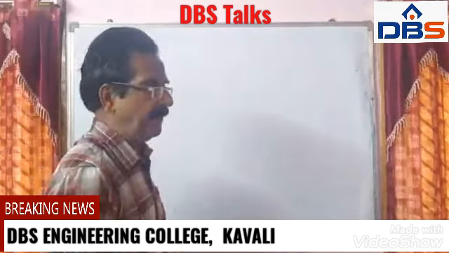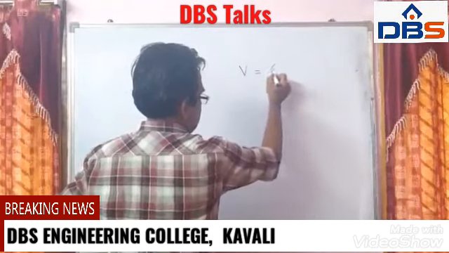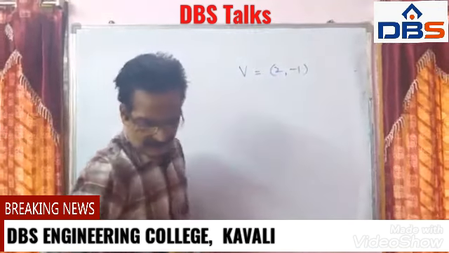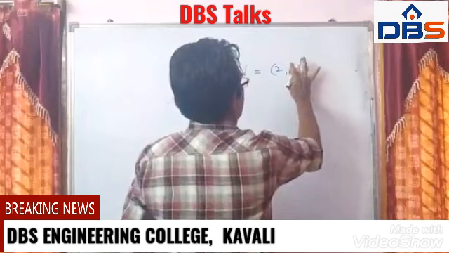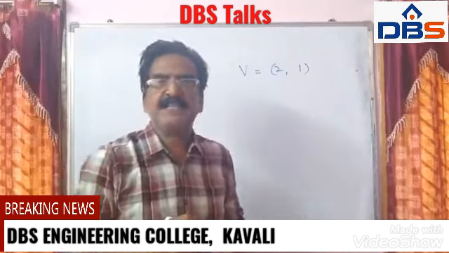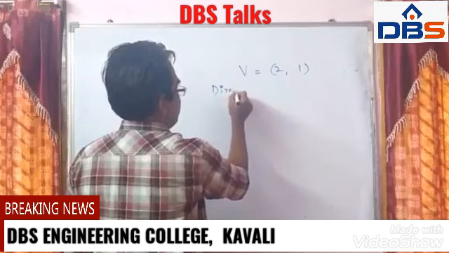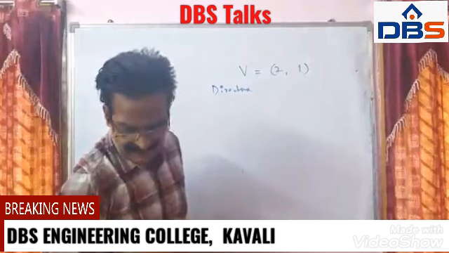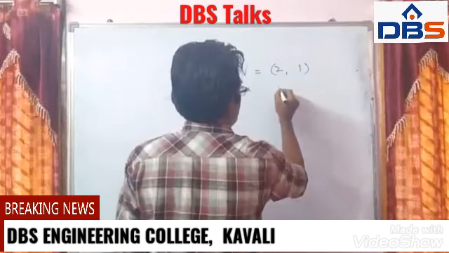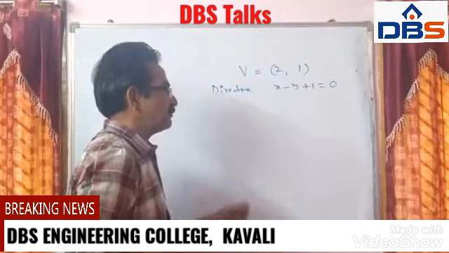See friends, here the focus is not given in the fourth problem. Find the equation of a parabola whose vertex is 2 comma 1 and the equation of the directrix is given. The directrix equation is x minus y plus 1 is equal to 0.